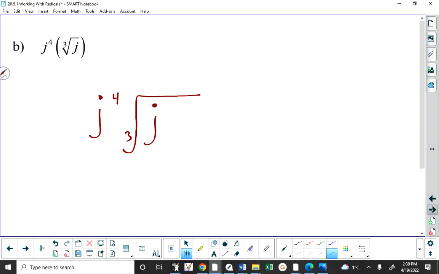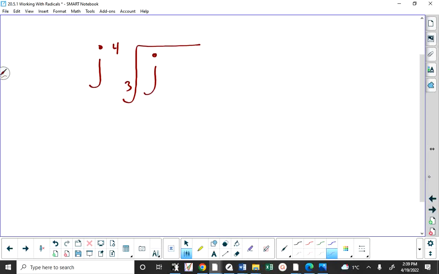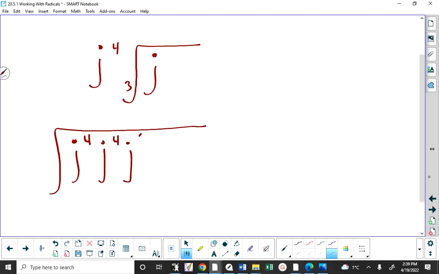If I put that j to the 4 inside of the cube root, then I'm going to have to put it in 3 times because it's a cube root. Now, I hope that you don't have to write j, j, j, j, j, j, j, j, j, j, j, j, j to know that this is j to the 13 underneath the root. That's where we get the idea of adding exponents when you have a common base.